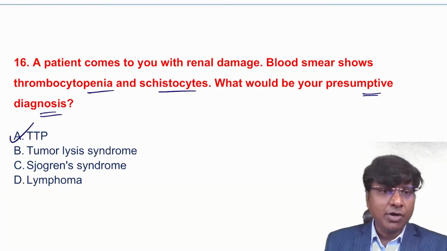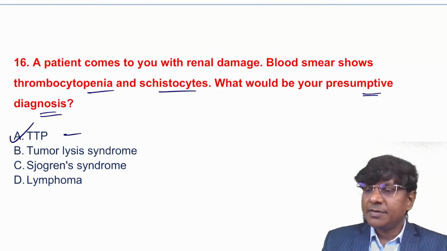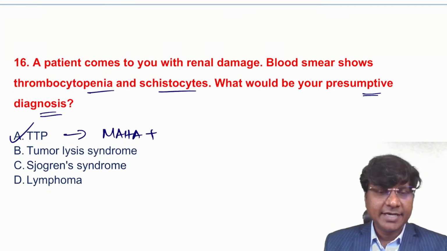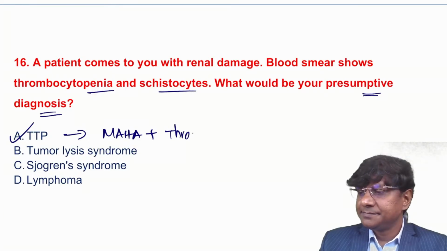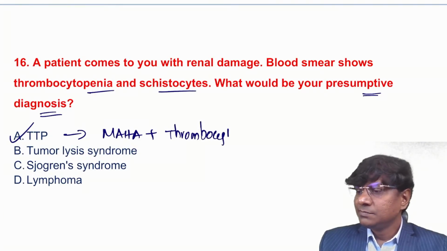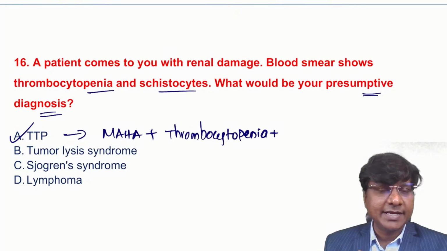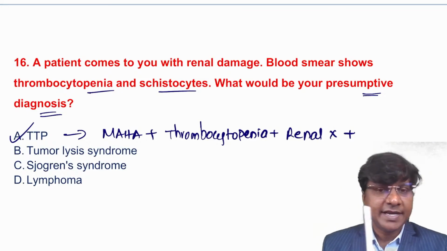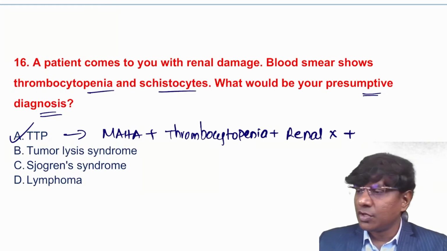So that is thrombotic thrombocytopenic purpura. What will be the presentation in thrombotic thrombocytopenic purpura? Number one, microangiopathic hemolytic anemia with schistocytes. Along with that, these patients will have thrombocytopenia, where there will be platelet reduction. These patients will also have renal dysfunction, renal impairment with an increase in creatinine. And these individuals will also have neurological signs.